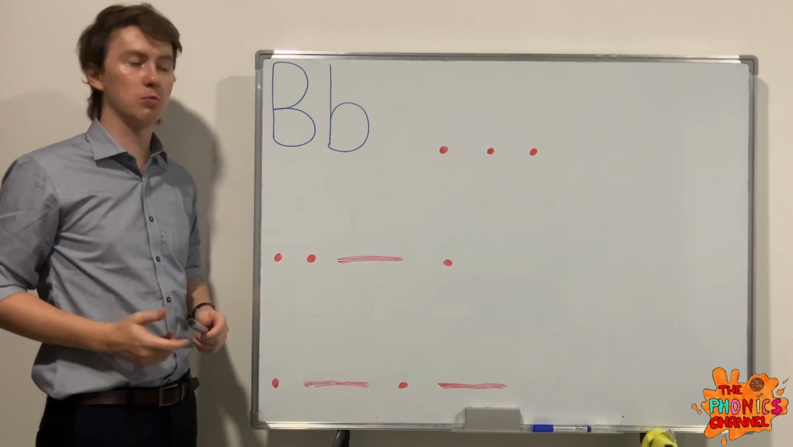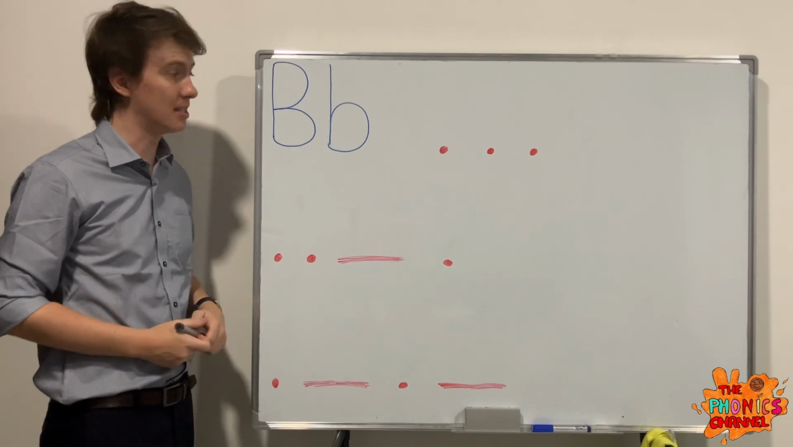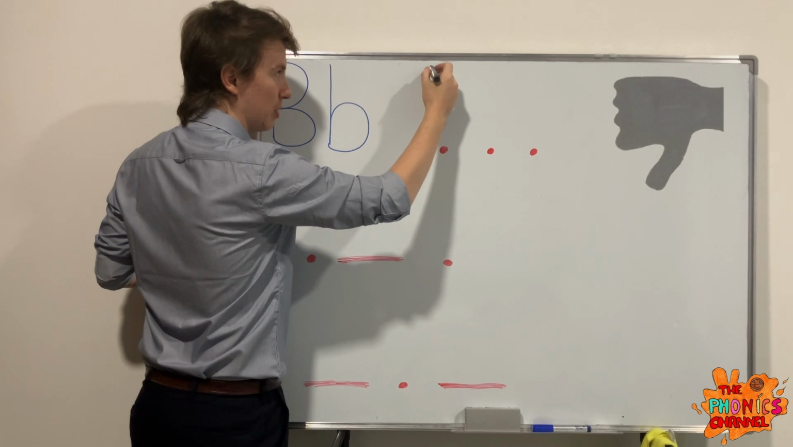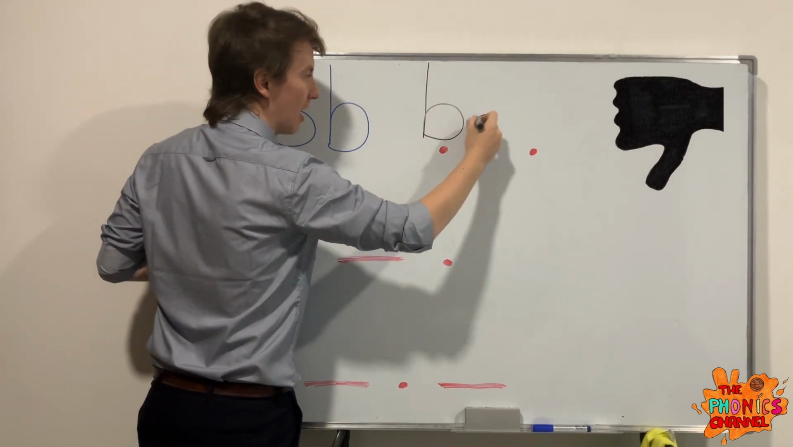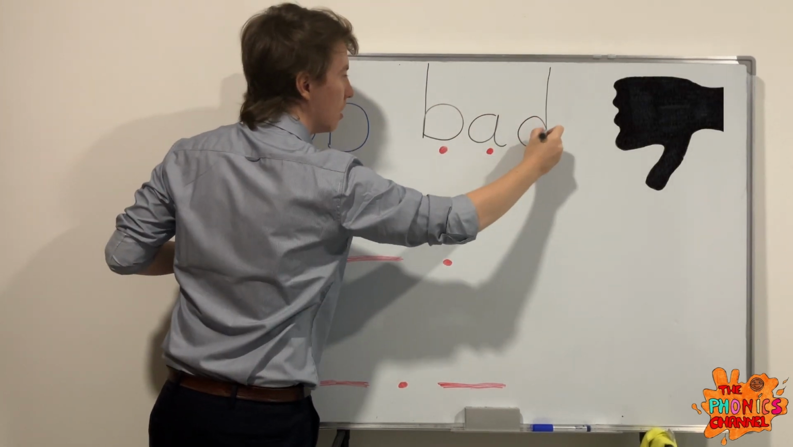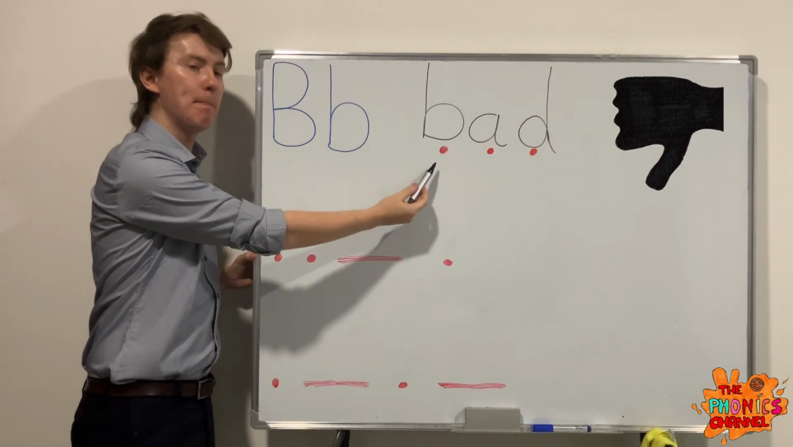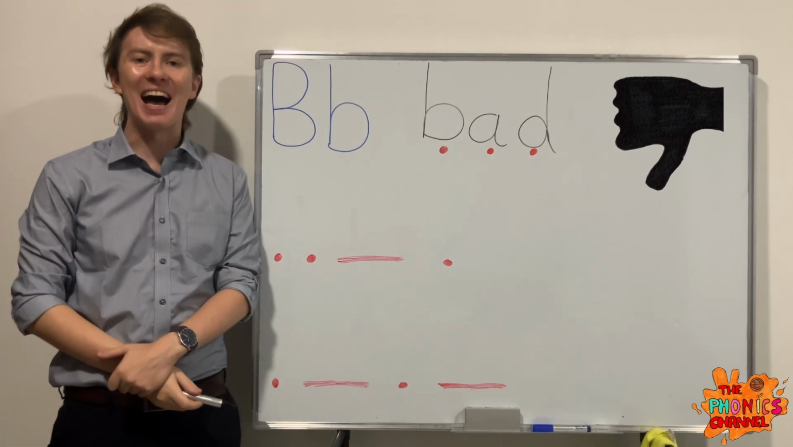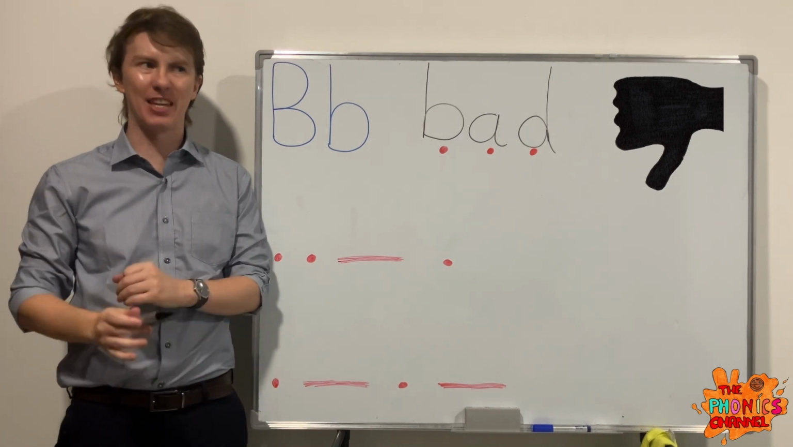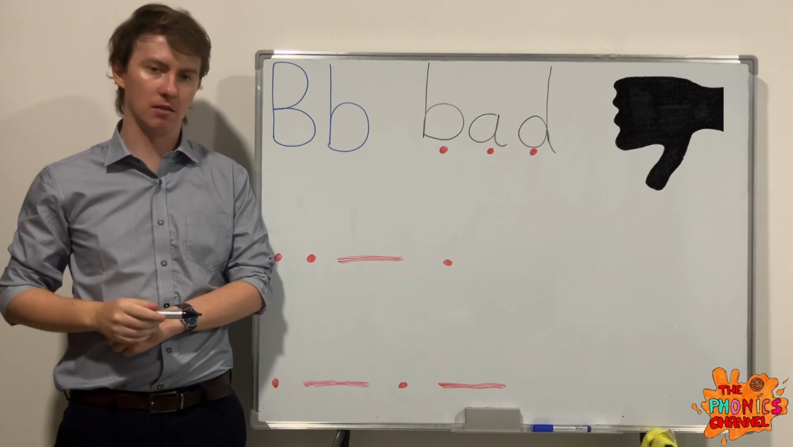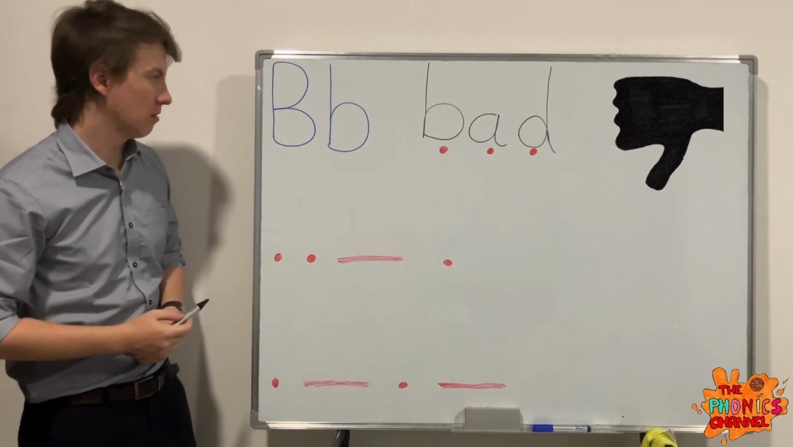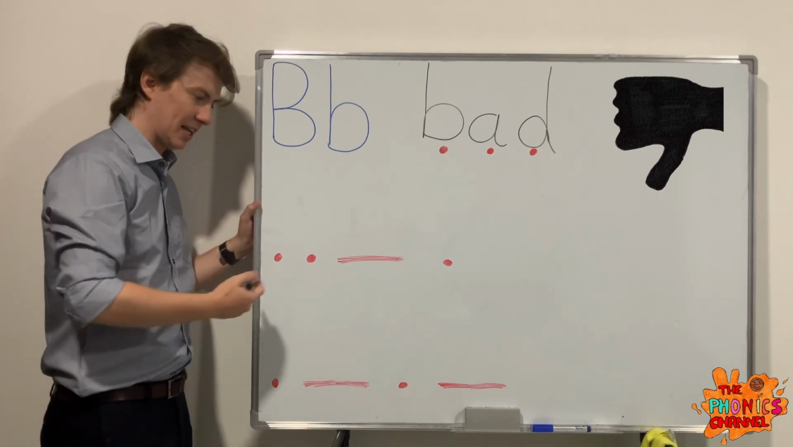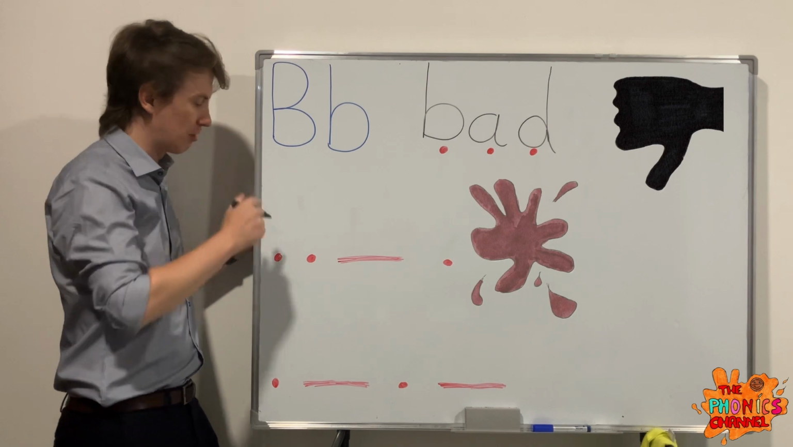The first word with the B sound today is a nice simple one, three letters, which is bad. B, A, D. Bad. B, A, D. Bad. B, A, D. Bad. That is bad, you could say. Okay, super.